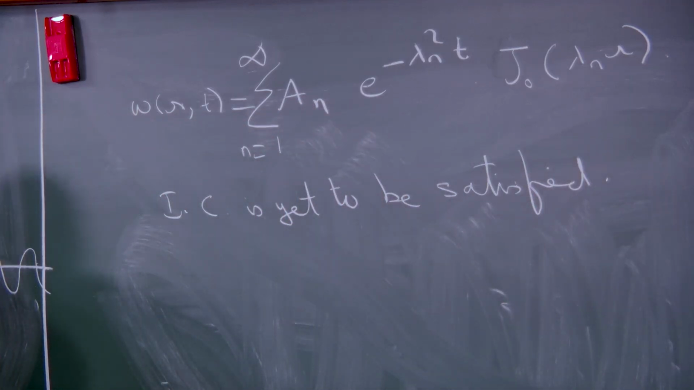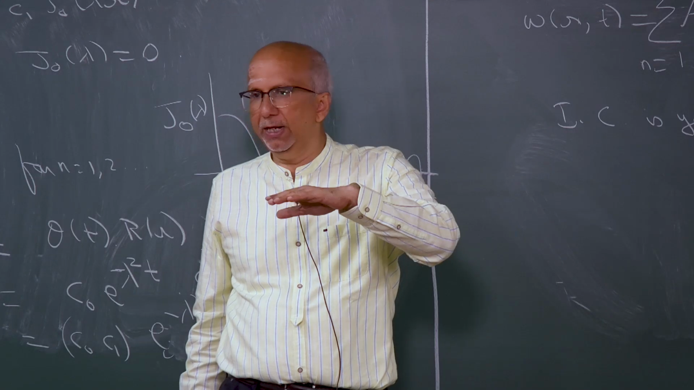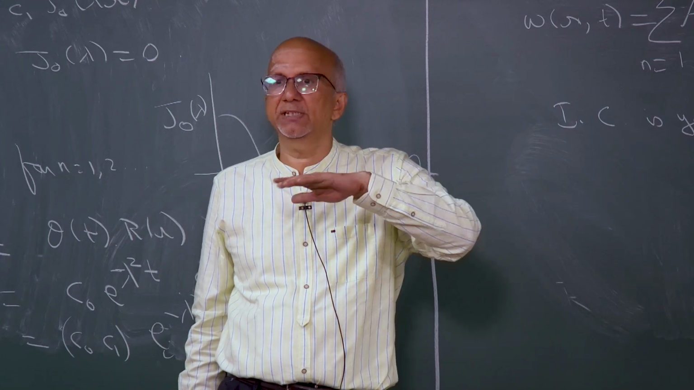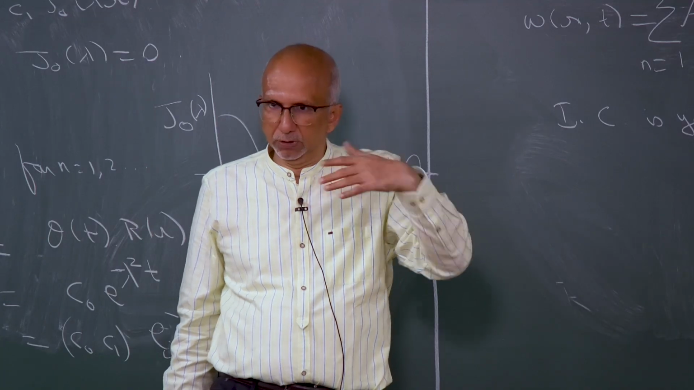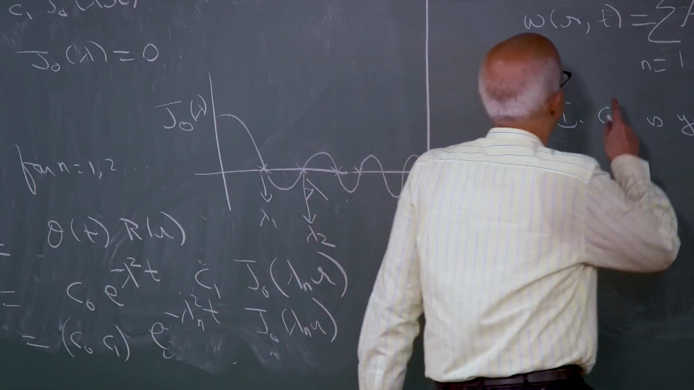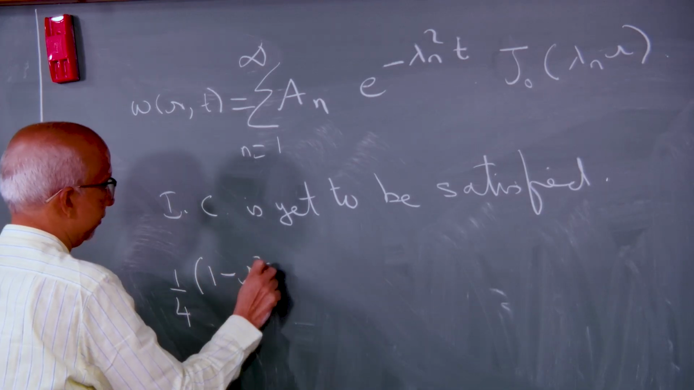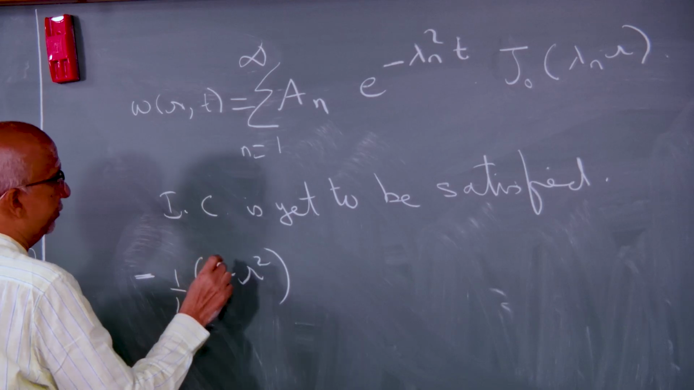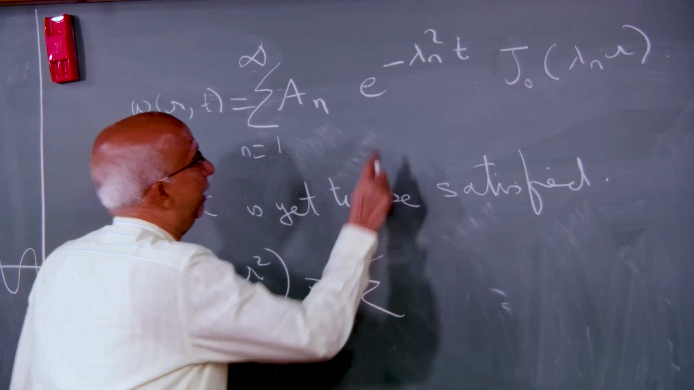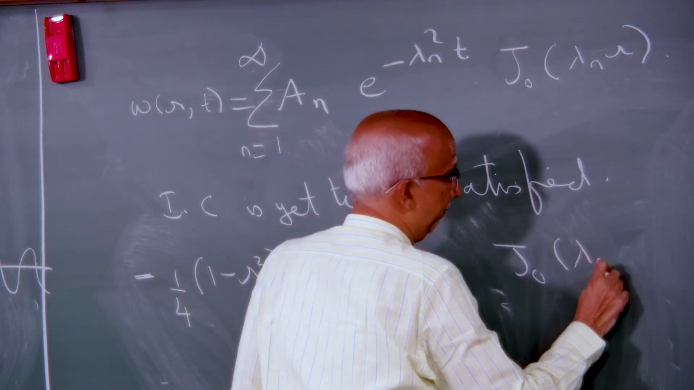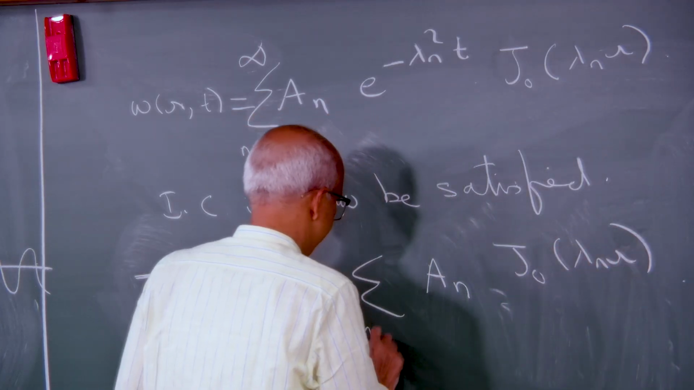See, we've ensured that the differential equation is satisfied because I substituted it in the differential equation. We have ensured that the boundary condition r equal to 1 is satisfied. We have ensured boundedness. The initial condition I have not talked about so far. So, I am going to look at the initial condition, and that is 1 by 4 of 1 minus r squared with a minus sign at t equal to 0. If I put t equal to 0, I get an times J0 of λn r, n equal to 1 to infinity.